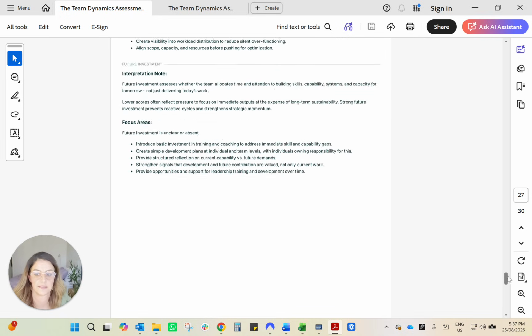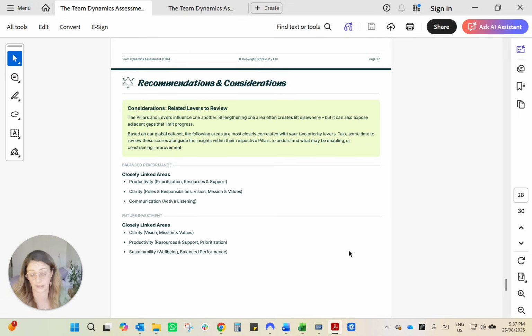And then lastly, the considerations here, which are the data correlations, all closely linked areas. And we show at a pillar and the lever level to go back into the report and have a look at the ranges, the means and the insights, which starts to give you a really broad view of what's happening on a team.